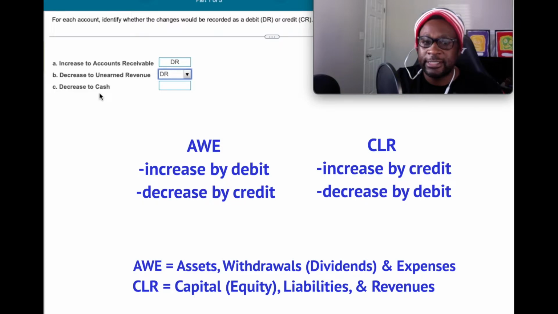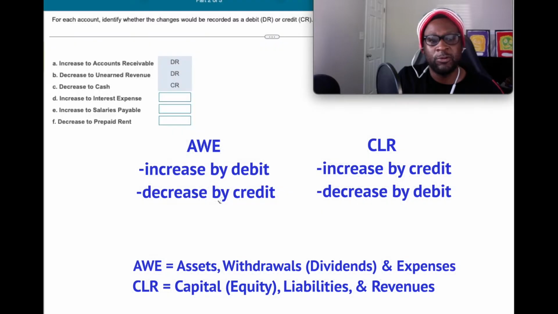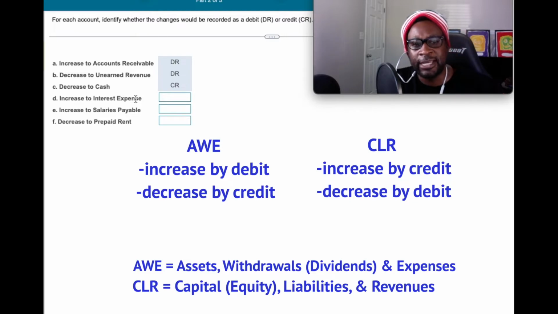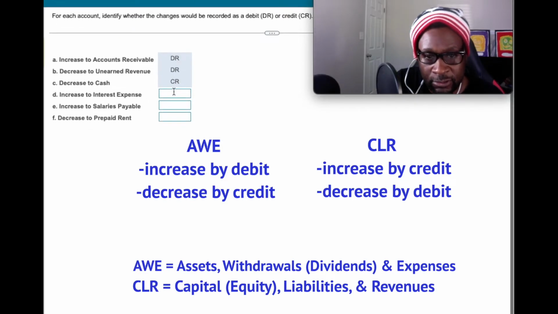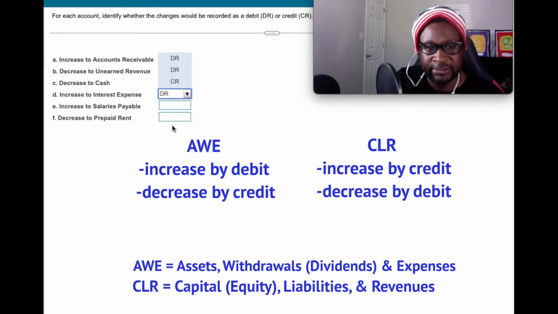Decrease to cash. Cash is an asset. Since it's an asset, it's in the AWE game. If it's in the AWE game, it's going to increase on the debit, decrease on the credit. Well done. Let's keep it moving. What about an increase on interest expense? Last name expense, obviously we know what game that's in. The AWE game. How do we increase anything in the AWE game? We're going to debit that. So we're going to debit interest expense to increase it.